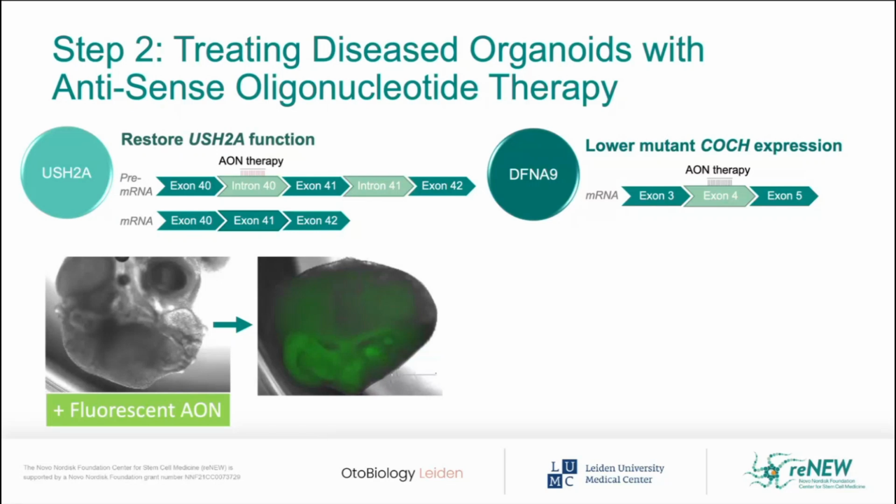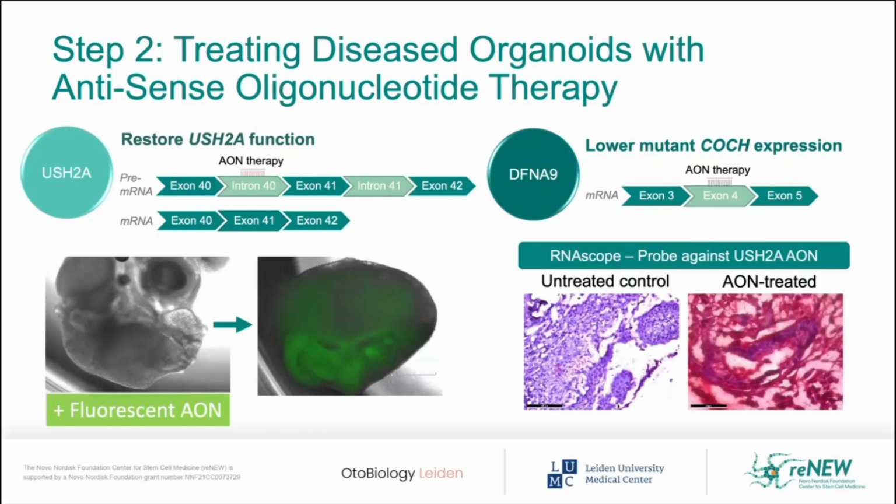When we treat our organoids with fluorescent antisense oligonucleotides, you can see that these nicely enter our organoids, and we can also confirm this with an RNA scope. The tissue is a little bit damaged, but what you see here is that everything that turns more purple or pinkish has taken up this anti-oligonucleotide protocol.